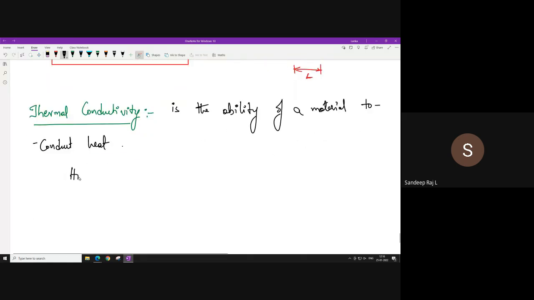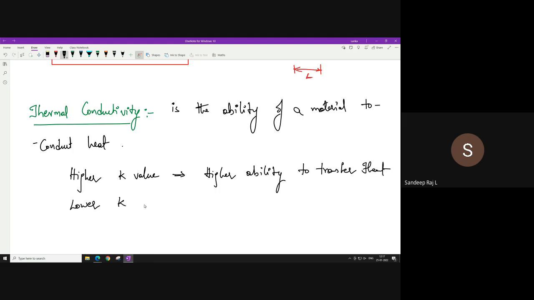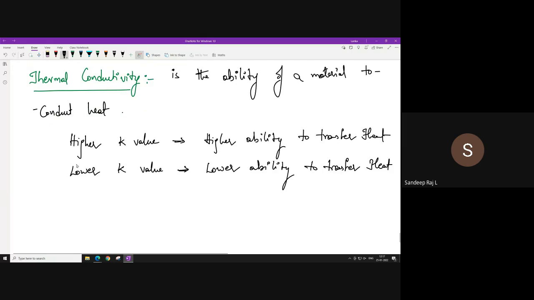Higher K value will represent higher ability to transfer heat. Lower K value will represent the lower ability to transfer heat. In order to understand this clearly, let us take a simple example here.